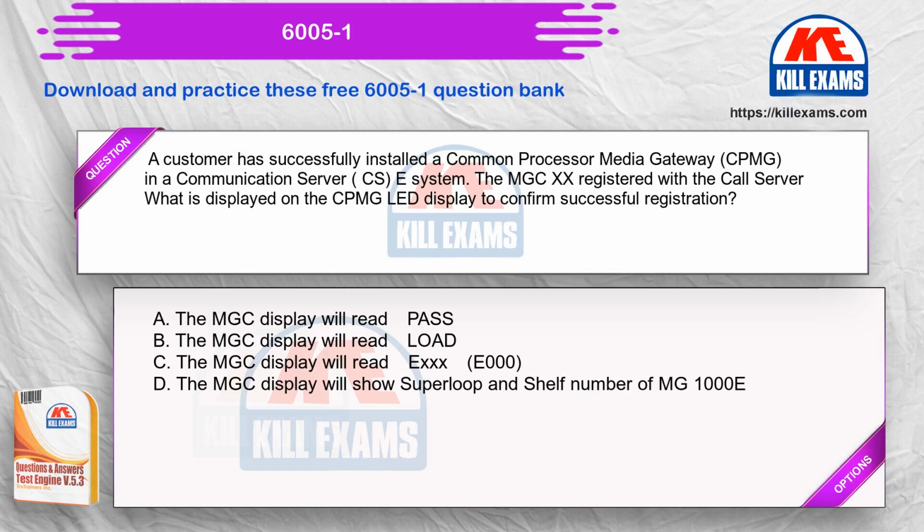Option A. The MGC display will read pass. Option B. The MGC display will read load. Option C. The MGC display will read XE000. Option D. The MGC display will show superloop and shelf number of MG1000E.